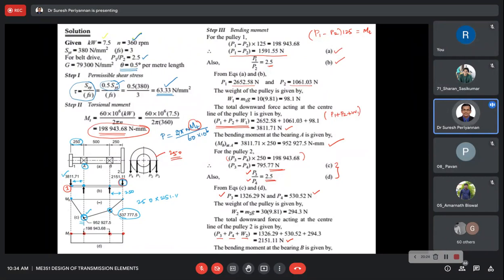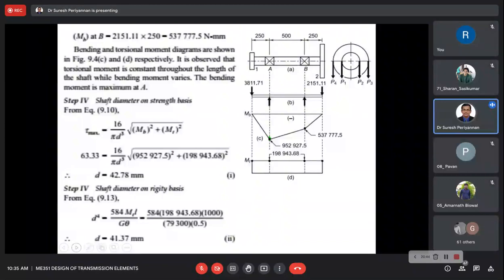Now, the twisting moment we have found. Now go for the shaft design. The twisting moment we know, and this is the maximum bending moment. These two values we are going to consider for designing our shaft diameter. Now come to this, I mean, tau.